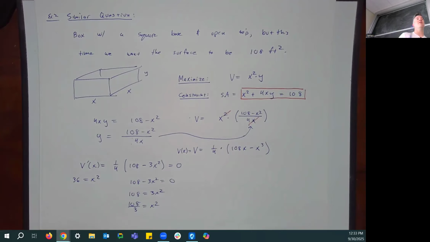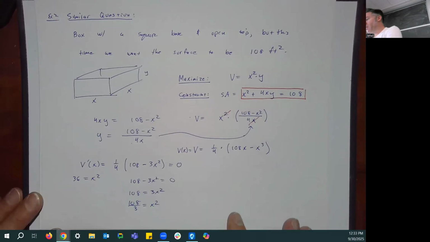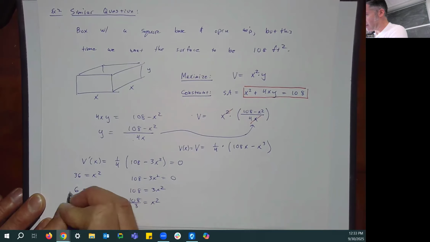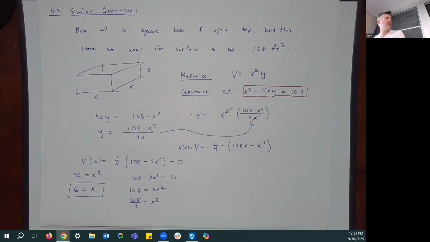Now, the question we have to ask ourselves is, do both of those answers actually make sense? And the answer is obviously no, right? We can't have a box with a negative length. So when you're solving problems like this that involve real world examples, where you have things that are measuring a physical distance or a physical area, your answer should be non-negative. So here, even though this equation has two solutions, we only want the solution that makes sense. So x equals 6.